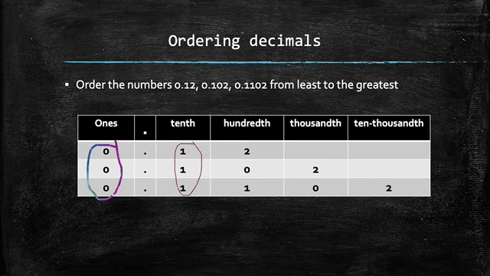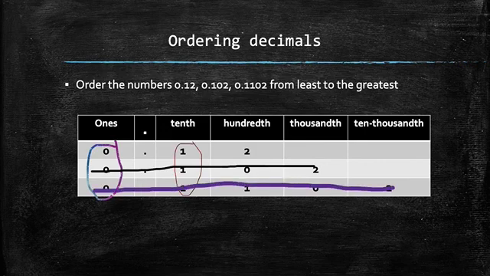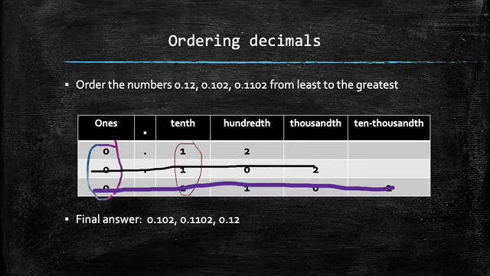We can see the least digit in that place is 0, making 0.102 the least number. We can cross that out to focus on the others. Next, still on the hundredths place, comparing 2 and 1, we can tell that 1 is least. That makes 0.1102 the next number in the series, while 0.12 is the greatest number, the last number in the series. From the least to the greatest, we have 0.102, 0.1102, and 0.12.